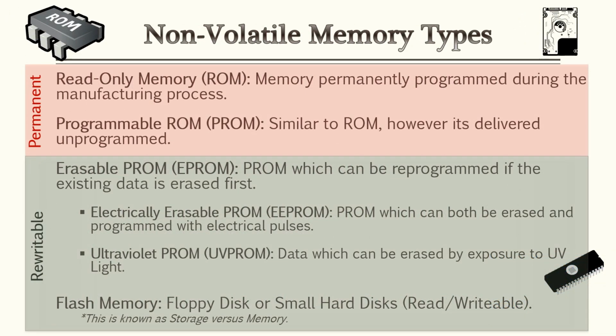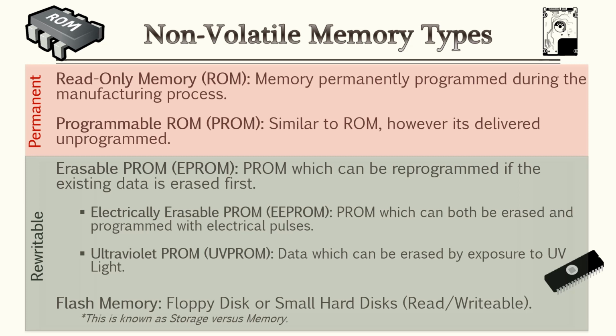Just like volatile memory, non-volatile memory also has subtypes. We already talked about read-only memory, ROM, and this is memory that is programmed already and it comes from the manufacturer that way. After that, we have programmable ROM, PROM, which is similar to ROM, however it's a blank slate. It comes delivered to you unprogrammed so you can store whatever data you like before installing it into your circuit board. Next, we have your rewritable section, which is your erasable PROM.